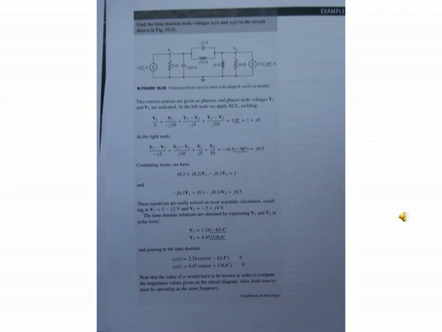By solving those two equations, we get (0.2 plus J0.2) V1 minus J0.1 V2 equals 1, and minus J0.1 V1 plus (0.1 minus J0.1) V2 equals J0.5. Solving these equations, V1 equals 1 minus J2, or 2.24 angle minus 63.4 degrees, and V2 equals minus 2 plus J4, or 4.47 angle 116.6 degrees. So v1(t) is equal to 2.24 cos(omega t minus 63.4 degrees) volts, and v2(t) equals 4.47 cos(omega t plus 116.6 degrees) volts. So this is the solution of this problem.